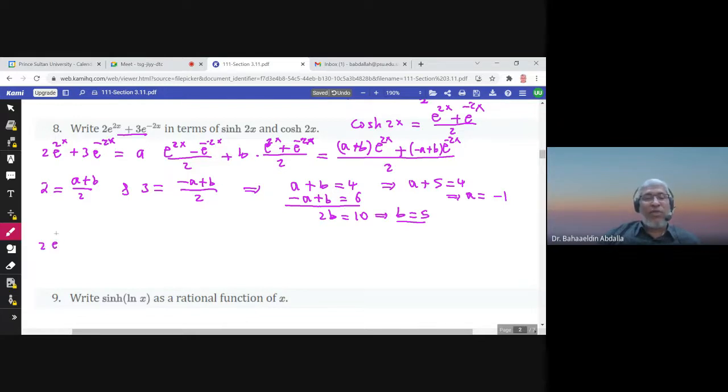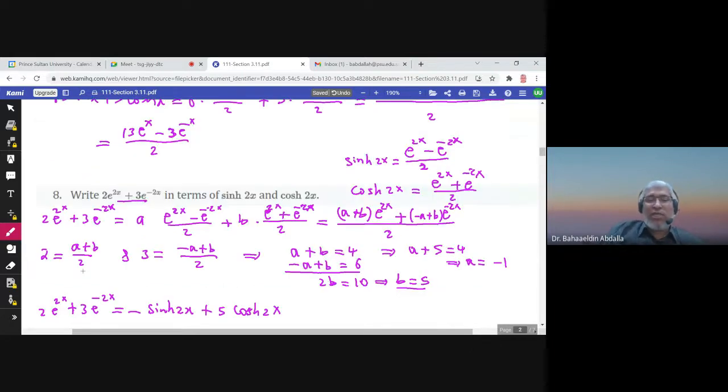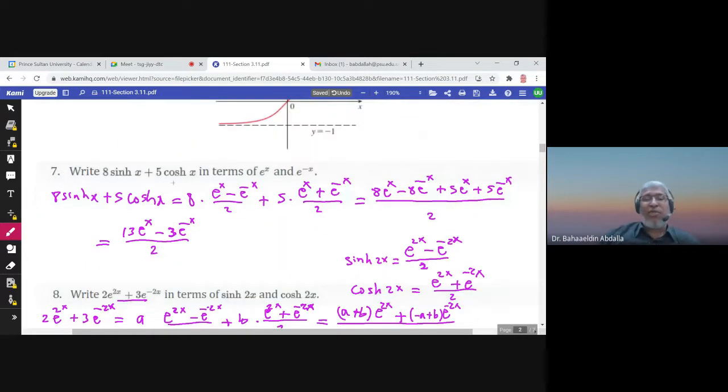So in fact, 2e to the power 2x plus 3e to the power negative 2x would be equal to a times sinh 2x, and a is negative 1, so it is negative sinh 2x, plus b times cosh 2x, and b is 5, so plus 5 cosh 2x. So if you multiply sinh 2x by negative 1, add it with 5 times cosh 2x, you will find the answer 2e to the power 2x plus 3e to the power negative 2x. So this exercise is the converse of this exercise.